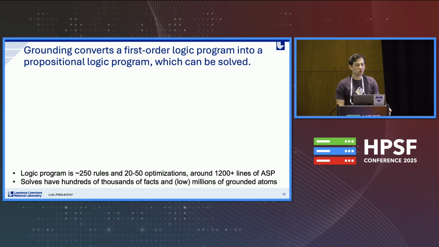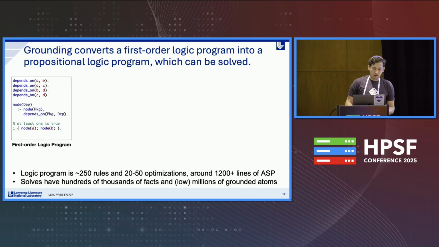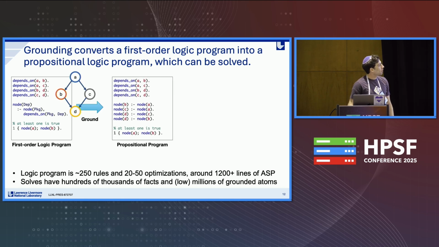So what is grounding? Take a very small program here that just does the things we've talked about, dependencies generating nodes. And then we say there is at least one of these nodes, node A or node B. The grounder is going to go through and say, OK, if node A, then node B. If node A, then node C, et cetera, for all of the possible combinations from this depends-on rule.